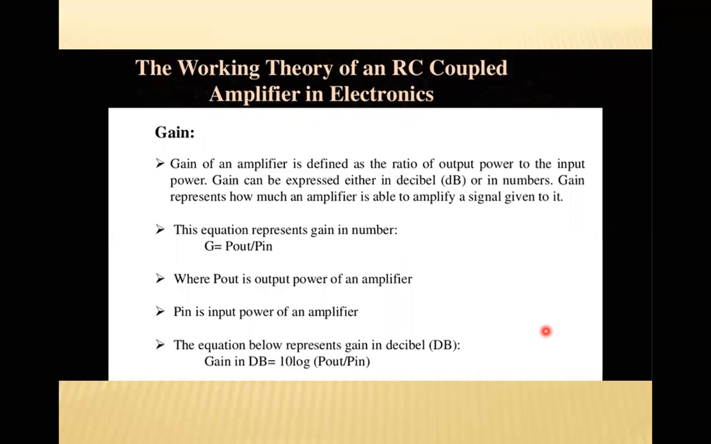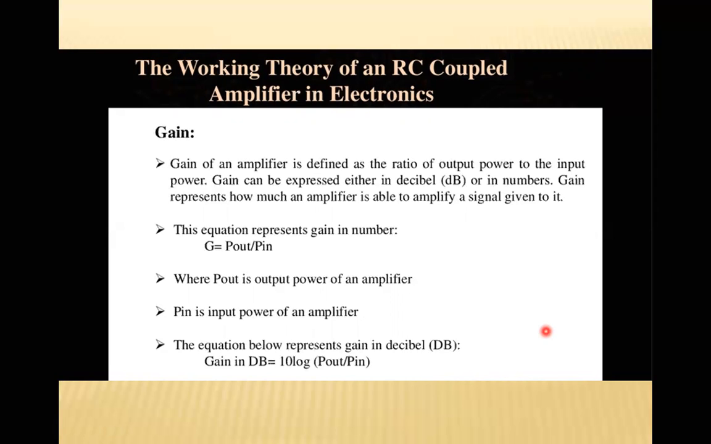Gain. Now let us study what gain is again. Gain of an amplifier is defined as the ratio of output power to the input power. Gain can be expressed either in decibels, if we are talking about sound, or in numbers. If I say the input is a voltage and I am finding out the gain, that is the output voltage by the input voltage. Or in respect of the current, the output current by the input current. It means the gain will be in numbers or in decibels.